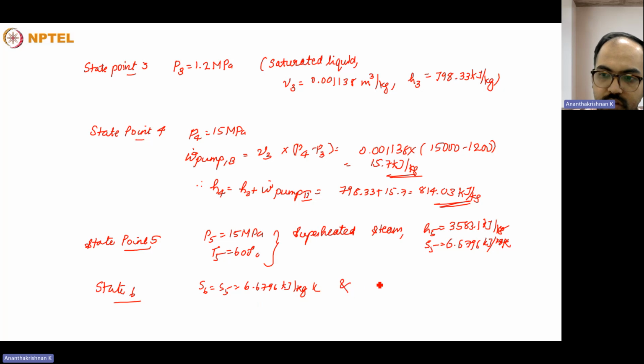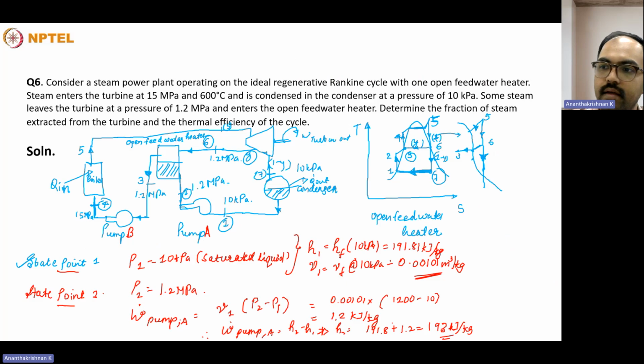And we know the pressure P6 will be 1.2 megapascal. So from the steam table we can see that this will be a superheated region. So our initial assumption, that it might be at this particular state point, saturated fluid, saturated vapor state point, might not be right. So it will be like this.